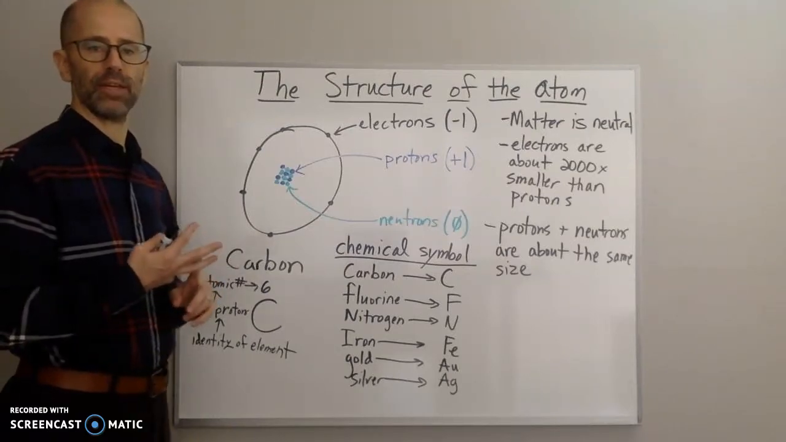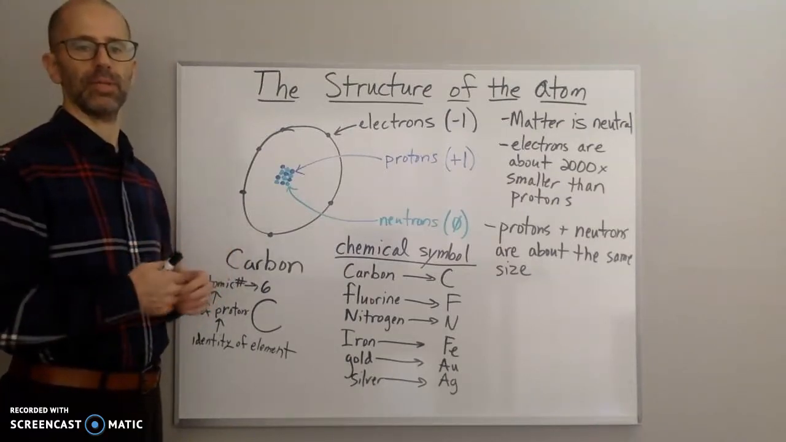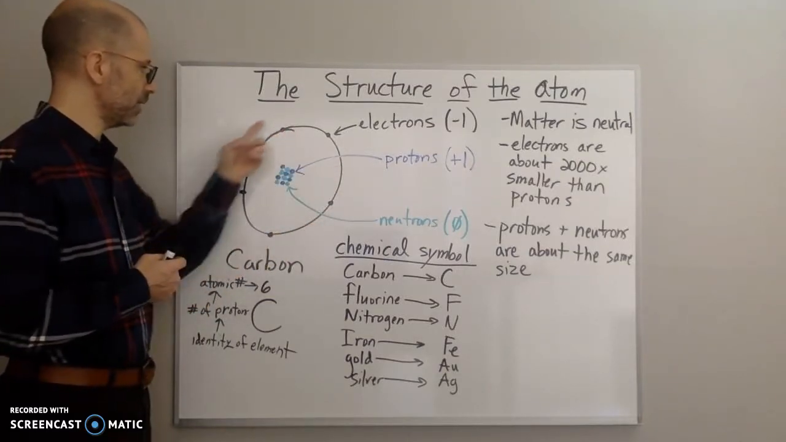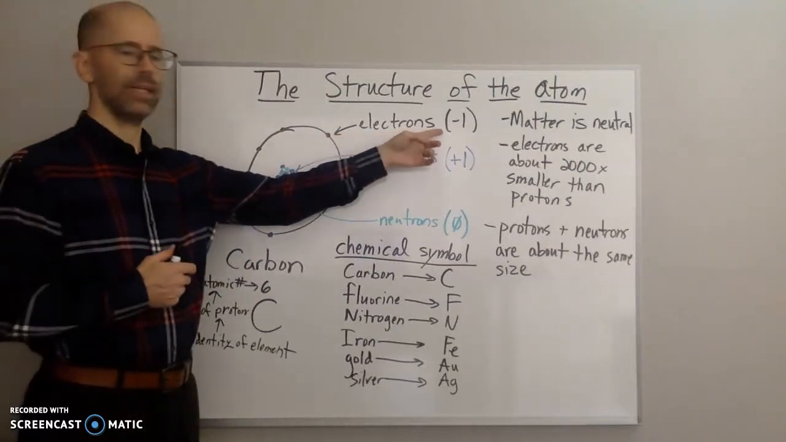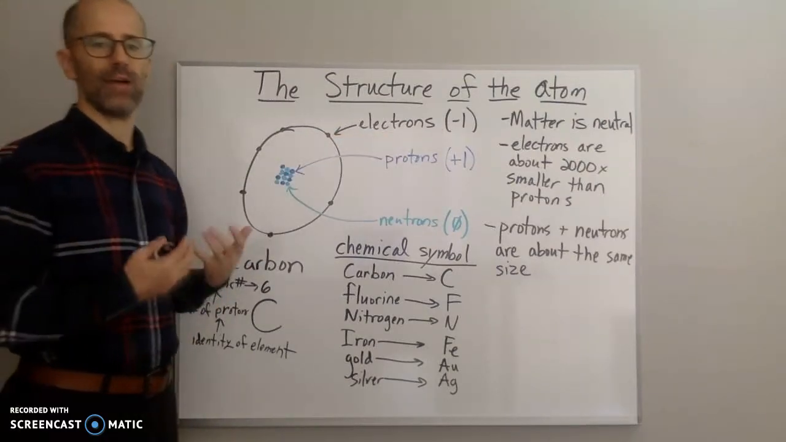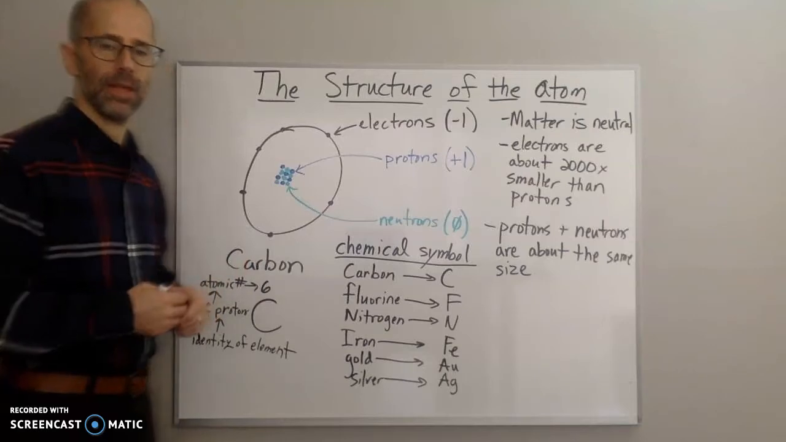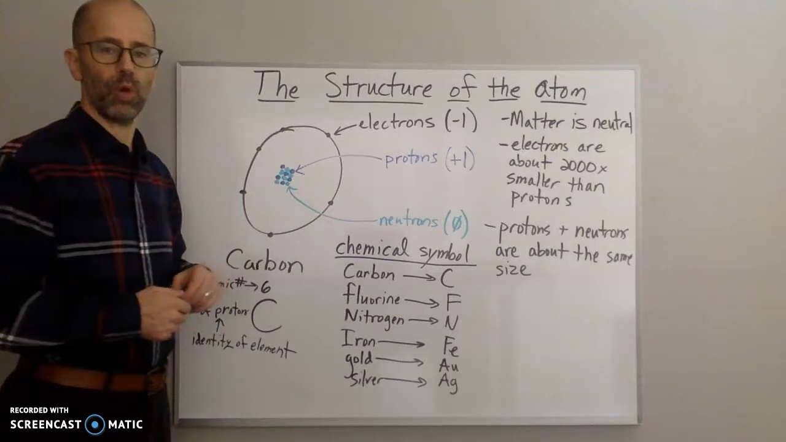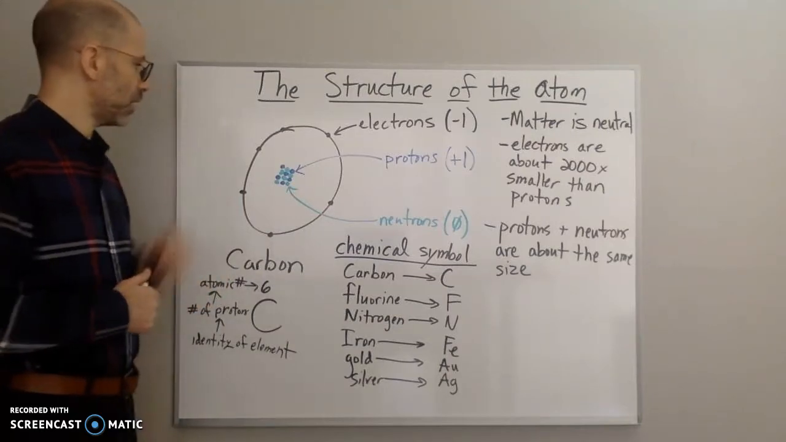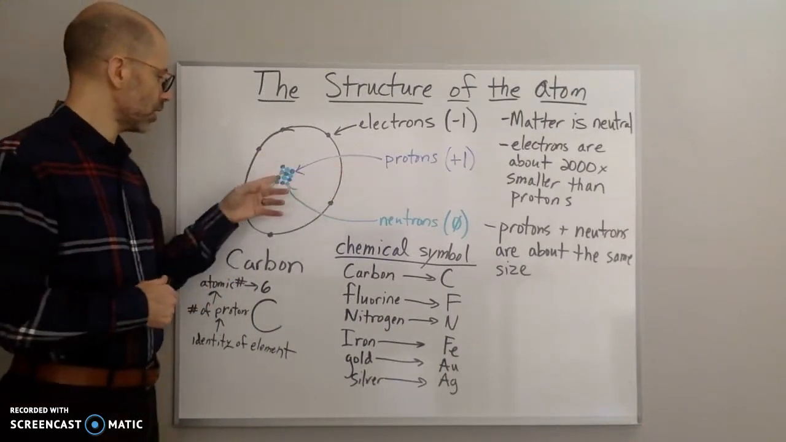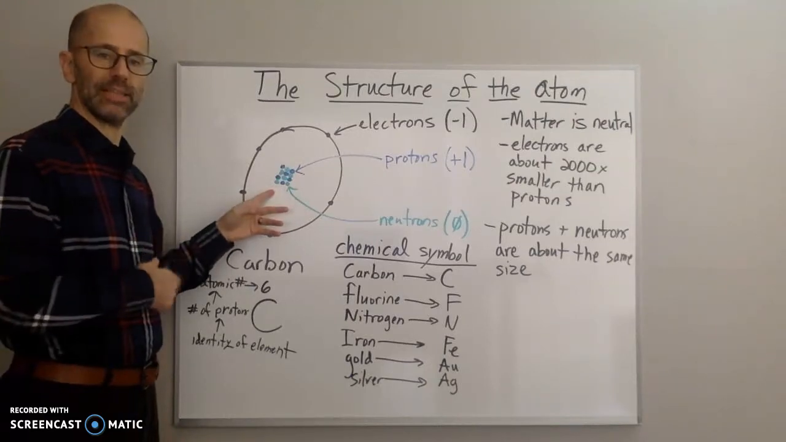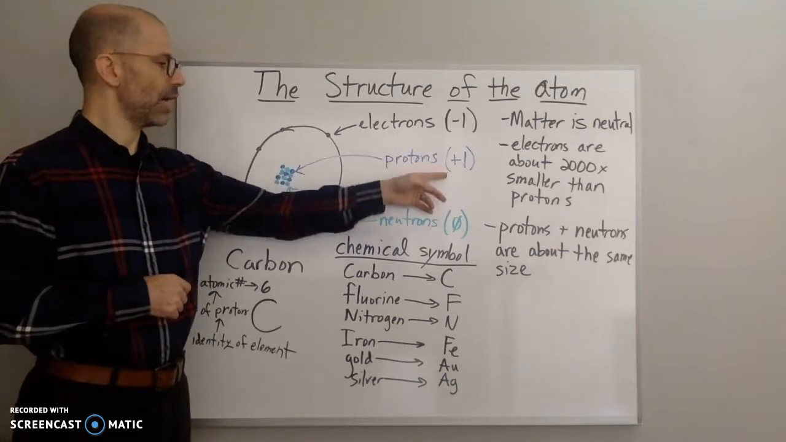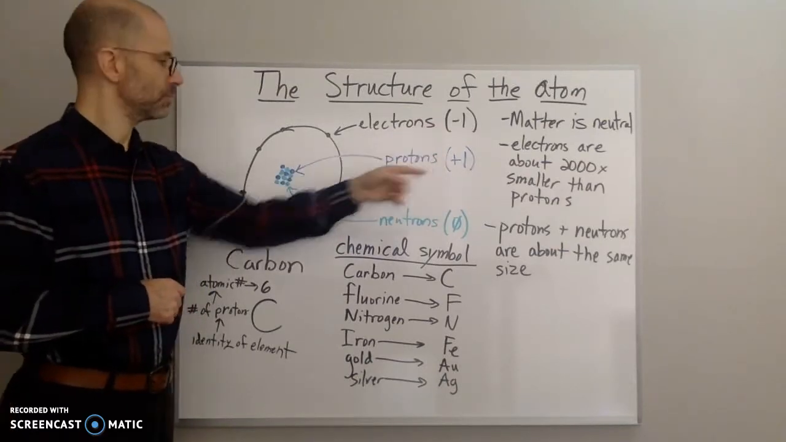There are three basic subatomic particles that make up the atom. They're the electrons, and the electrons are on the outside, and the electrons have a -1 charge. Now, that's not really the charge on the electron, but it is a standardized charge, and so we associate a -1 with the electron. Protons are one of the subatomic particles that are in the middle of the nucleus, and they have a +1 charge. So electrons and protons are oppositely charged.